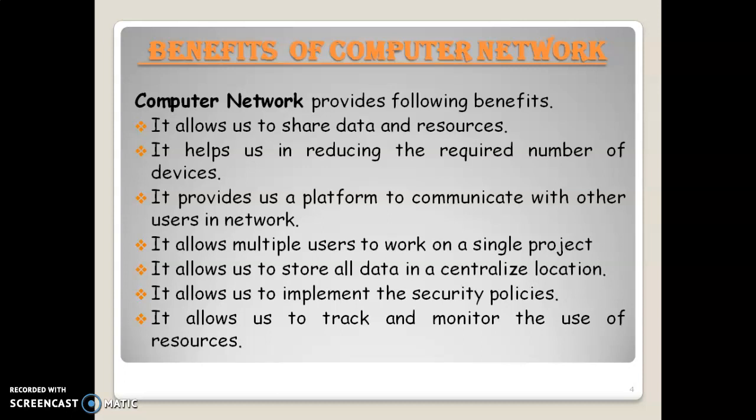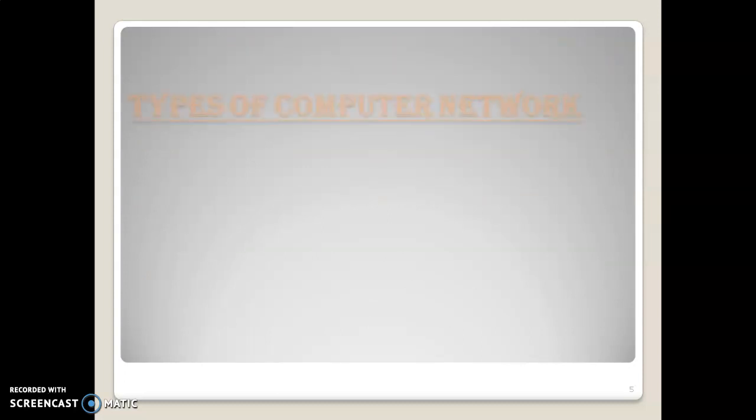It allows us to track and monitor the use of resources. We can also track and record who used our resources, who uses the hardware, who uses the software, and how much information they are gathering from your server. So all that tracking can be maintained by the network also. So these are the benefits of using a computer network.